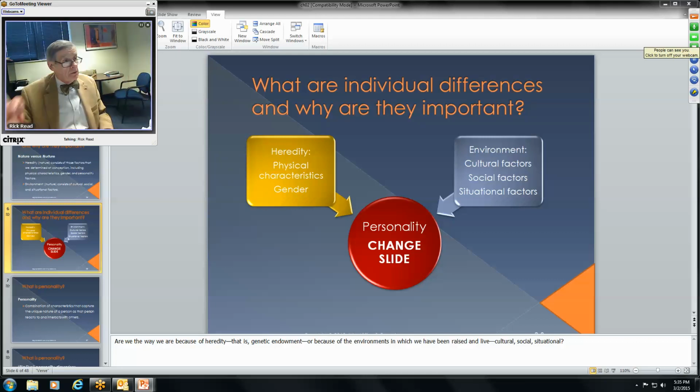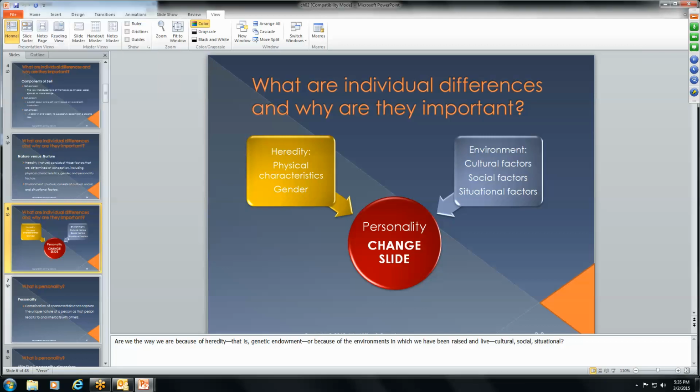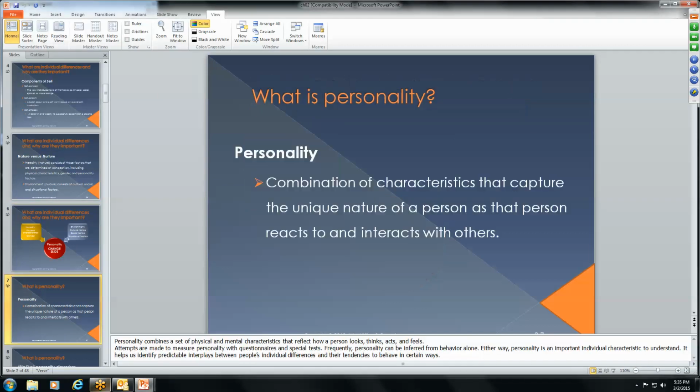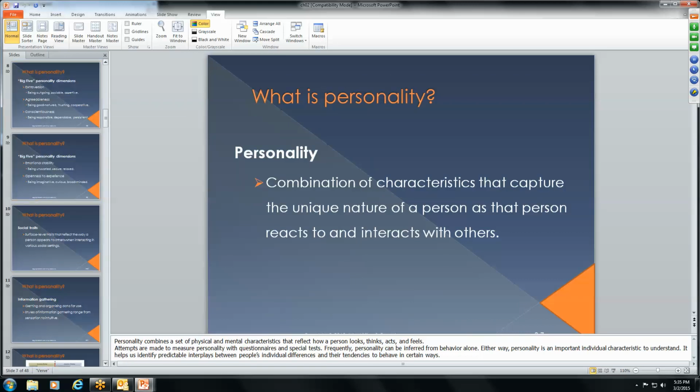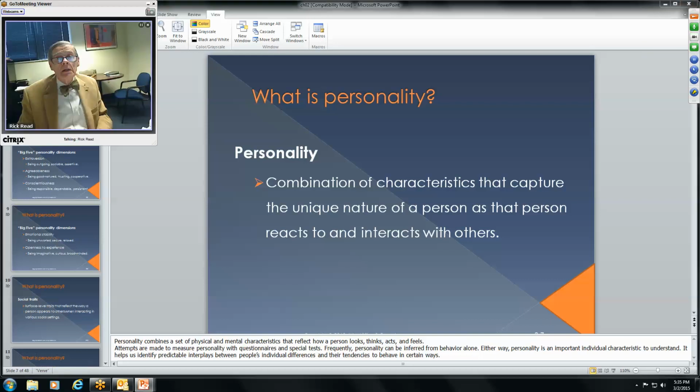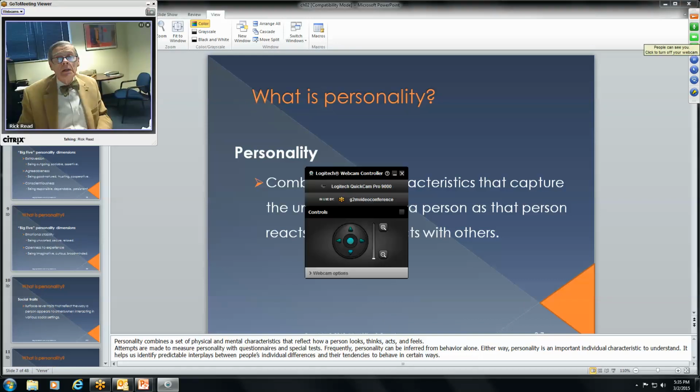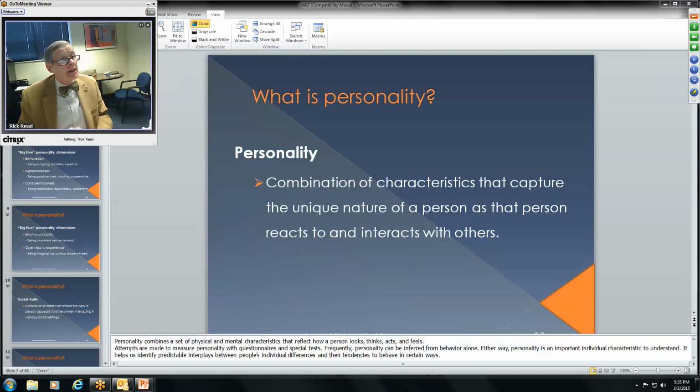Which brings us to the next topic. I'll move these slides up here just a little bit. And that, pardon me, and that is personality. Personality is simply what makes us us, and makes us us and no one else. Notice the term that the slide says, unique. There is no other person like us.